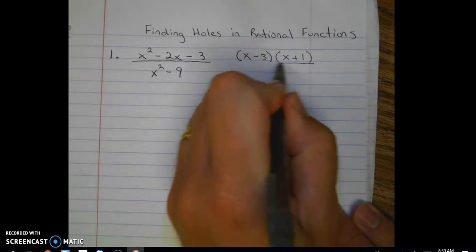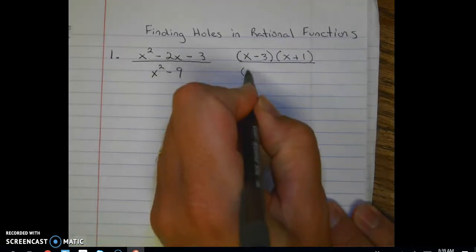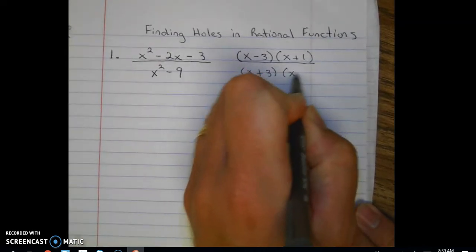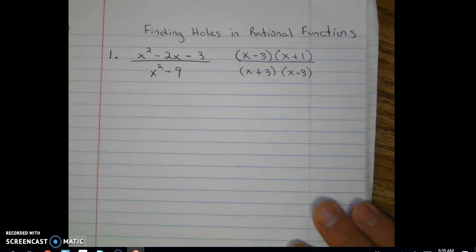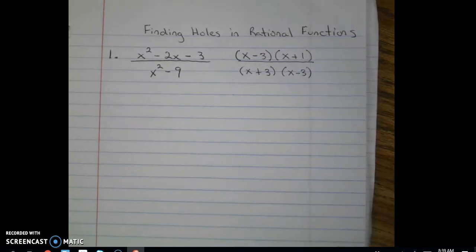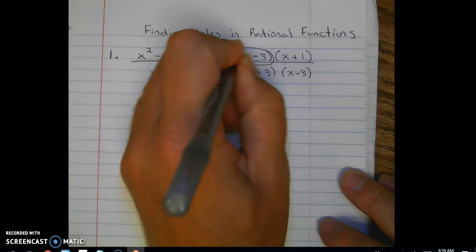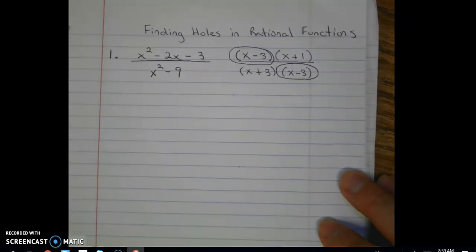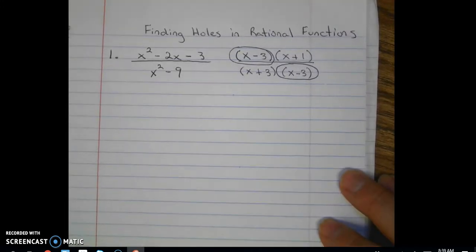Factoring the denominator, here we have a difference of 2 perfect squares. So we have x plus 3 and x minus 3. So now that we have it factored, we can identify whether or not this rational function has a hole. If you'll notice right here, we have a common factor in the numerator and in the denominator. So when we have something like this, that tells us that we have a hole in the graph.